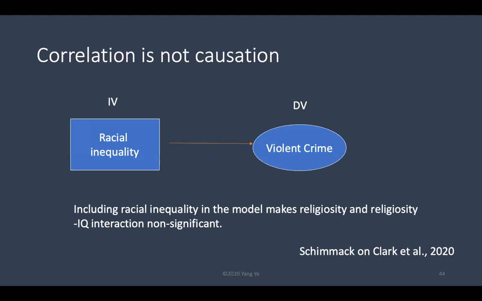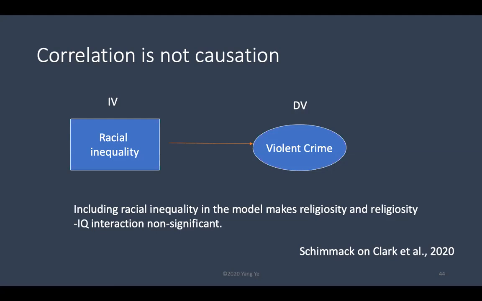But that doesn't mean that it is racial inequality that's causing the violent crime, nor is it religiosity. Right? This is just bringing out the fact that your model becomes vulnerable to other interpretations. In correlational studies, especially when your data is from publicly available data, people can add what they know about the countries and claim that racial inequality is a better predictor of violent crime than religiosity. Okay, so this is a particular problem with correlational designs.